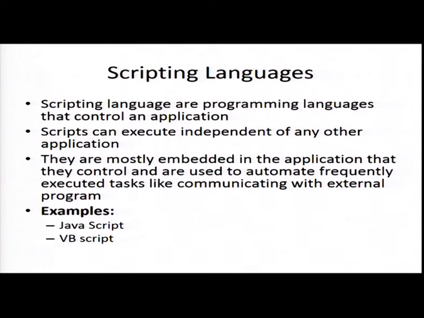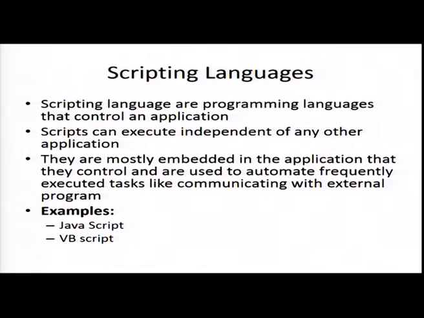The next set of languages is called scripting languages. Scripting languages are programming languages that control an application. Scripts can execute independent of any other application. They are mostly embedded in the application that they control, and they are used to automate frequently executed tasks like communicating with external programs. Examples of scripting languages are JavaScript and Visual Basic Script, in short called VBScript.